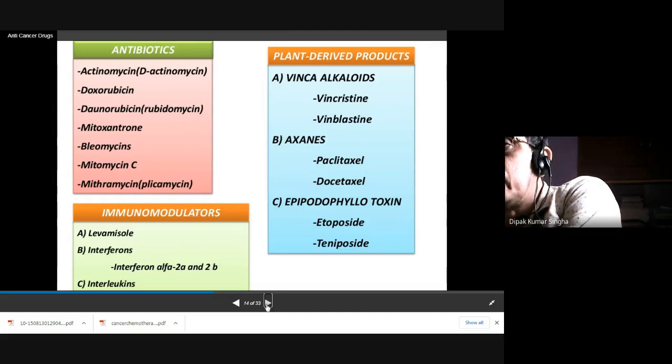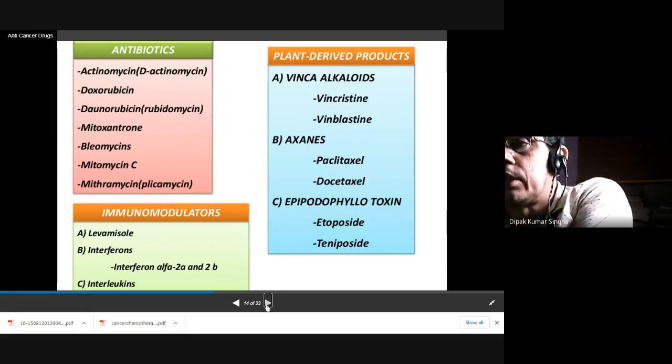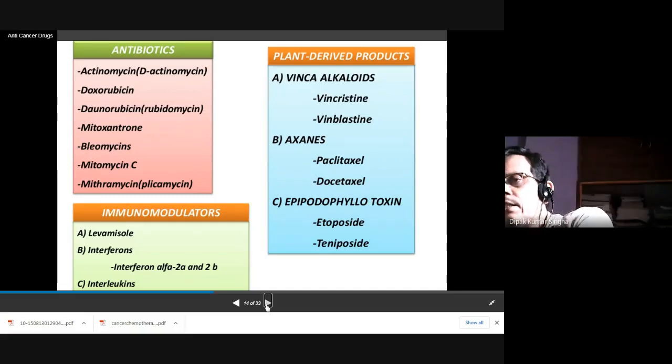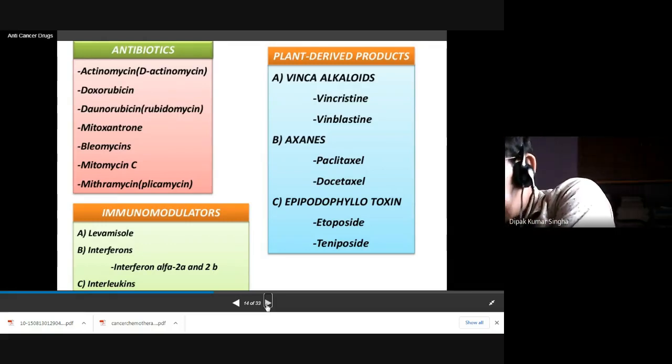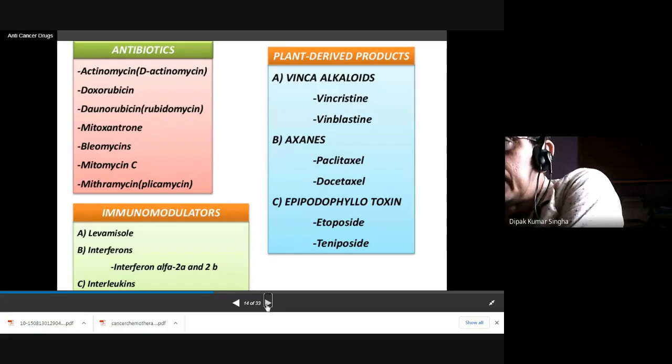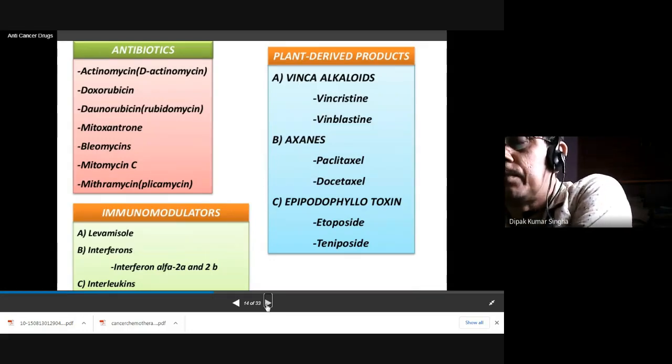Another class is the immunomodulators: levamisole, interferons. There are interferons alpha 2A and 2B, and interleukins. These are the newer drugs used as immunomodulators, not only for cancer but other diseases also. In case of corona also, IL-6 is increased, and due to this you can identify corona positivity, and the condition of the lungs can be identified, which helps in staging.